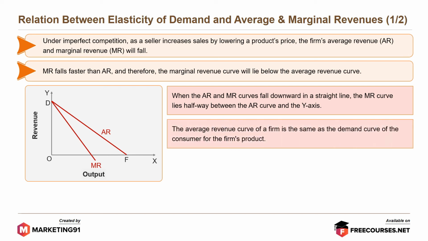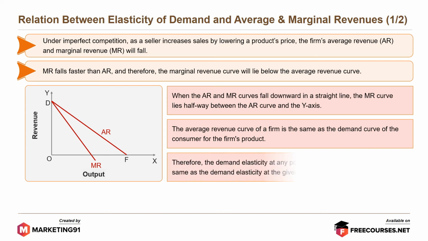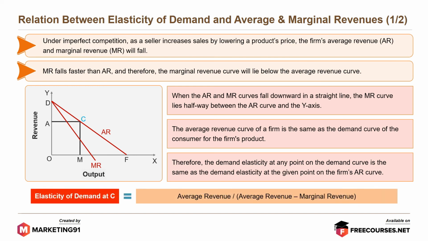The average revenue curve of a firm is the same as the demand curve of the consumer for the firm's product. Therefore, the demand elasticity at any point in the demand curve is the same as the demand elasticity at the given point on the firm's AR curve. Thus, elasticity of demand at C is equal to average revenue divided by average revenue minus marginal revenue.